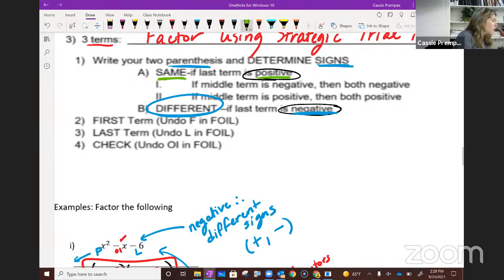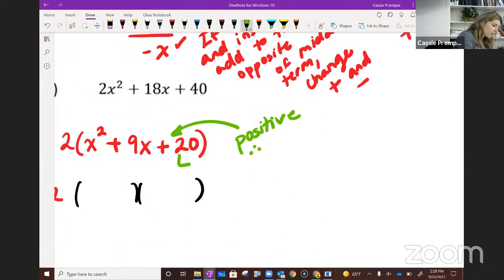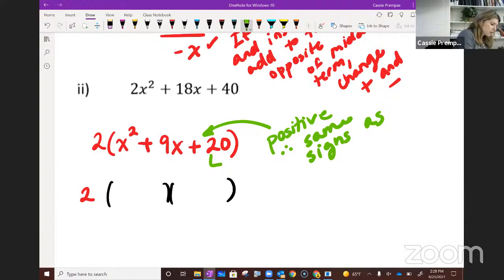Now, wait a minute. I can either have plus and plus or minus and minus. Here's how you know. If the middle term is negative, they're both going to be negative. If the middle term is positive, then both are going to be positive. So since it's positive, I know I'm going to have the same signs as the middle term. So is the middle term positive or negative here? Positive. It's a positive 9x. So I'm going to have the same signs as, in this case, plus 9x. So I will have a plus and a plus.